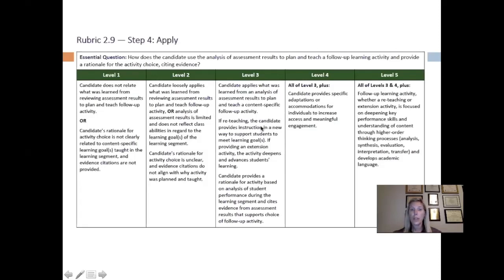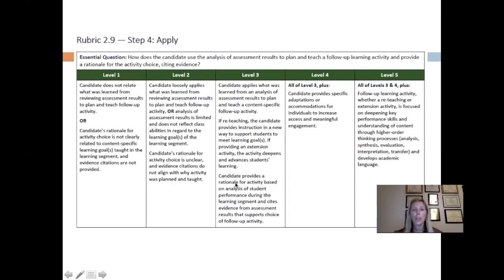And if you're reteaching, the candidate provides instruction in a new way to support students to meet their learning goals. That's what I just discussed on the previous page, that you're teaching this content in a new way so that students have better access to the content. And if providing an extension activity, the activity deepens and advances the student's learning, so it takes them deeper than the initial activity did.